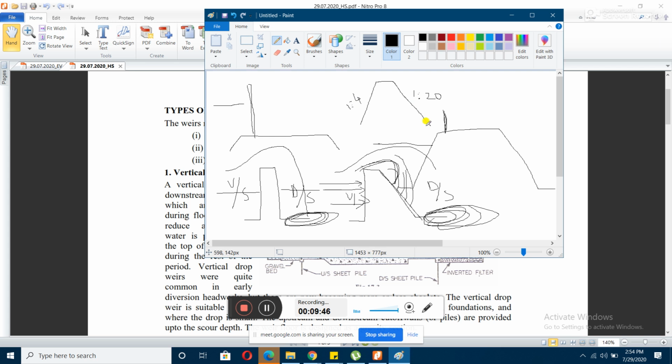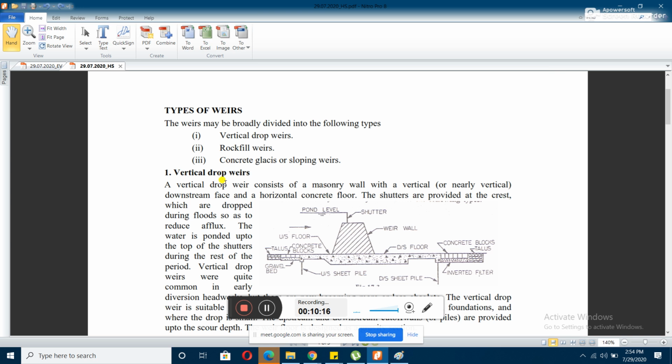So this kind of structure, and this wall is made of masonry, meaning bricks and stones are used for construction. In every case, these are weir walls, and these are masonry structures. This particular type of weir, all these three types, are known as vertical drop weirs.